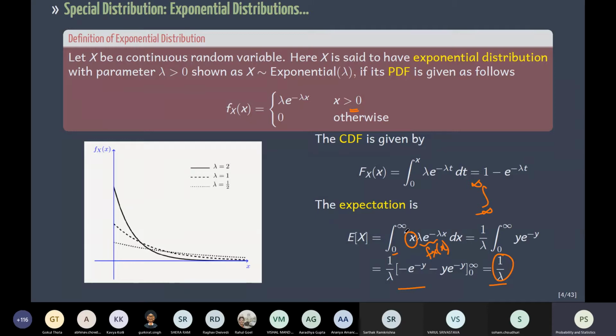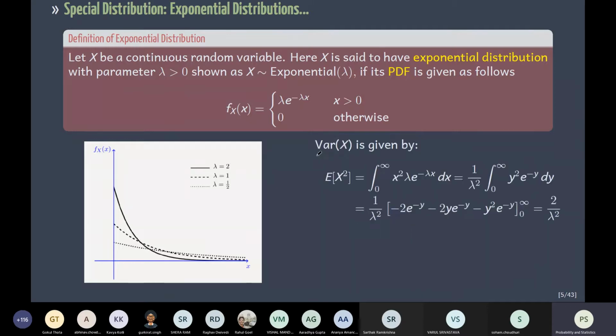And then we would also like to know the variance of the exponential. For variance, we know that variance is given by expectation of X squared minus expectation of X whole squared. This is what we need, because expectation of X we found was 1 over lambda on the previous slide, so we already have that. Expectation of X squared will be x squared times the PDF of the exponential. I believe I did a substitution here.